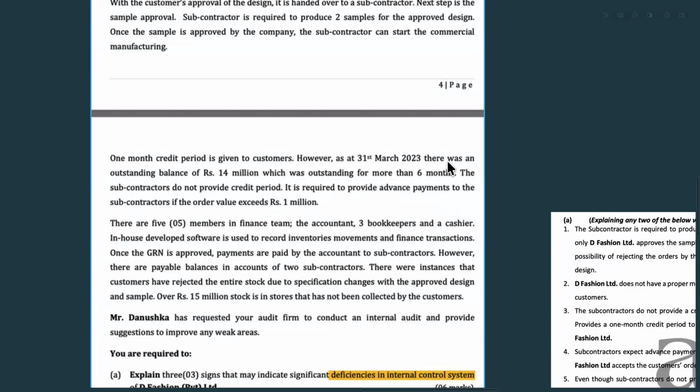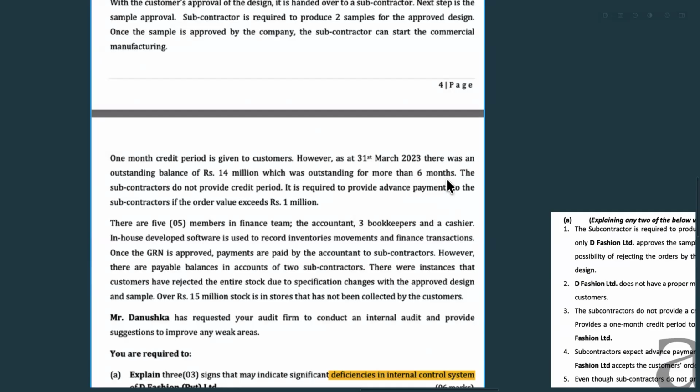However, as of 31st March 2023, there was an outstanding balance of rupees 14 million, which was outstanding for more than 6 months. Huge, significant deficiency. Why? Our credit period policy is only 30 days. But how come 6 months old balances are available? That is 14 million, huge amount.